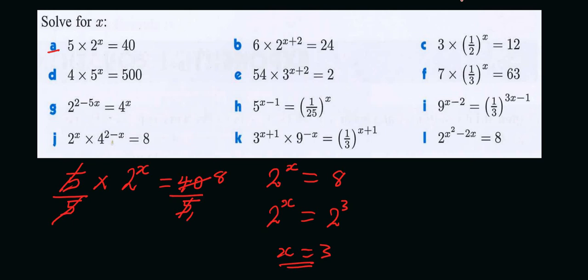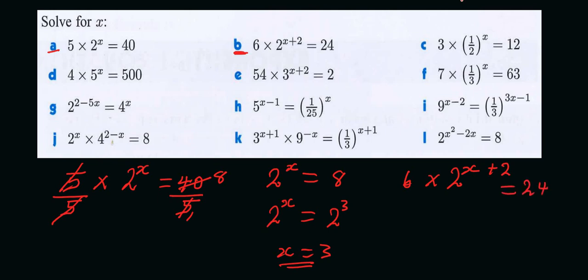So you can use this example to deal with the B part of this question. I can see that there's a little difference between the first question and this one, so let me take question B as well. We have 6 times 2 exponent x plus 2, and this is equal to 24.